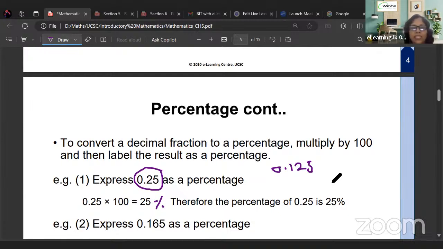0.125 is a decimal number, right? So this is a decimal fraction. So what is the answer? What is the percentage represented by 0.125?